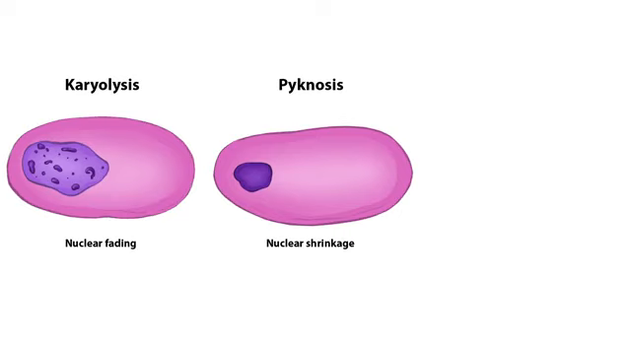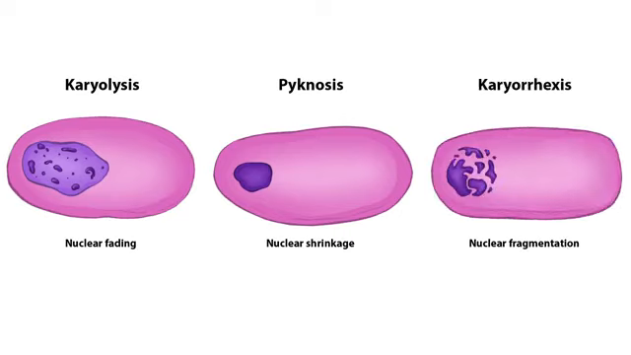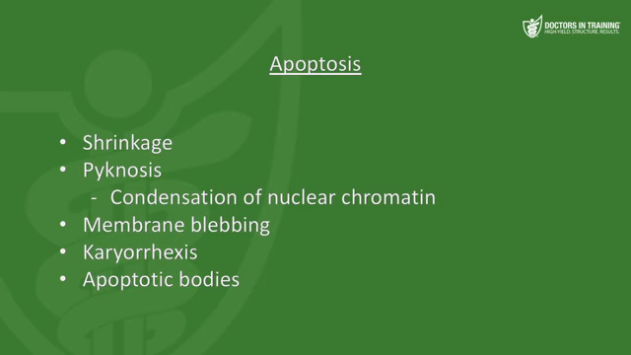You'll also see some membrane blebbing, something called karyorrhexis. That's nuclear fragmentation. And the formation of apoptotic bodies. So things are breaking apart into smaller pieces, which are then phagocytosed.